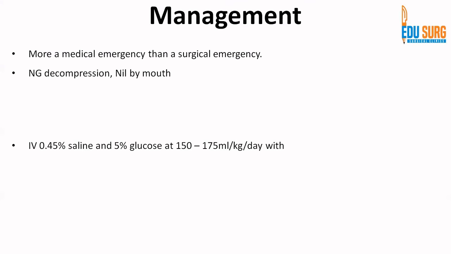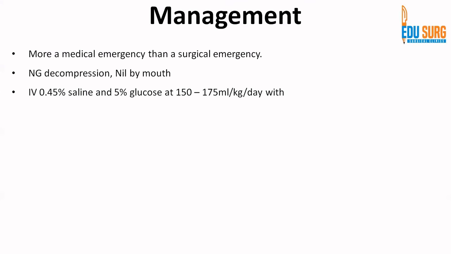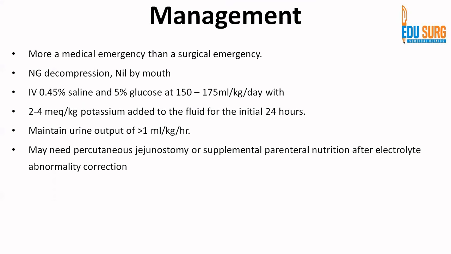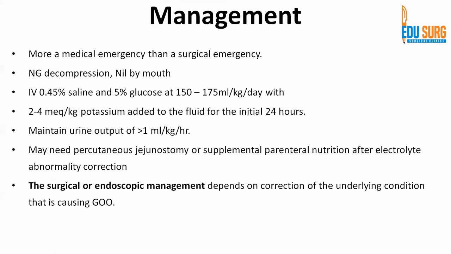First step is nasogastric decompression, nil by mouth, and fluid and electrolyte replacement. Half normal saline with 5% glucose at 150 to 175 ml per kilogram per day with potassium replacement at least in the first 24 hours to maintain a urine output of more than 1 ml per kilogram per hour. Sometimes the patient may need a percutaneous jejunostomy or a supplemental parenteral nutrition after electrolyte abnormality correction. We have a complete course on nutrition. If you have not seen, you can have a look. Once you have done this medical management, the investigations are carried out, CT scan, endoscopy as required.